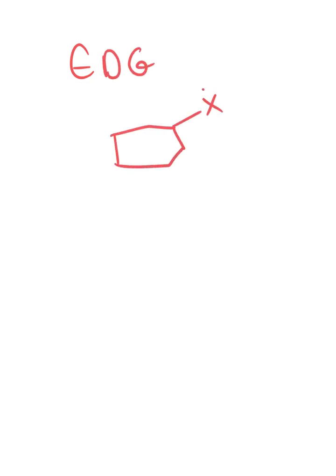We know an electron donating group is an aromatic ring with some group off of it that has a lone pair on the benzylic atom.